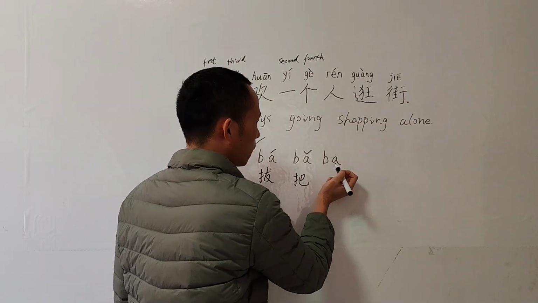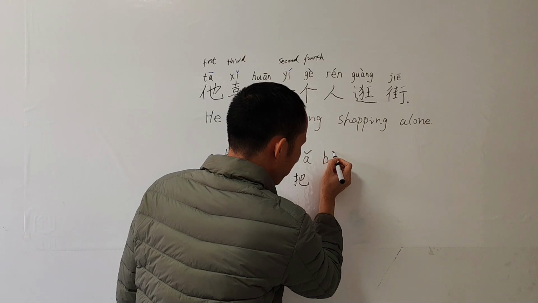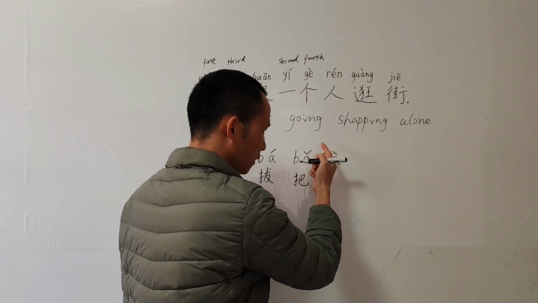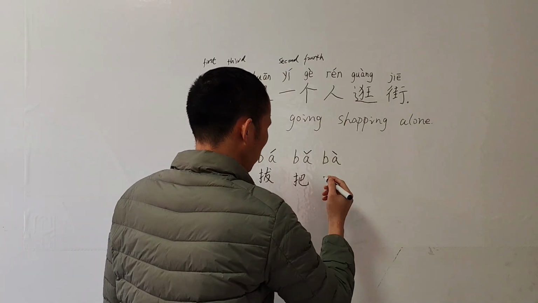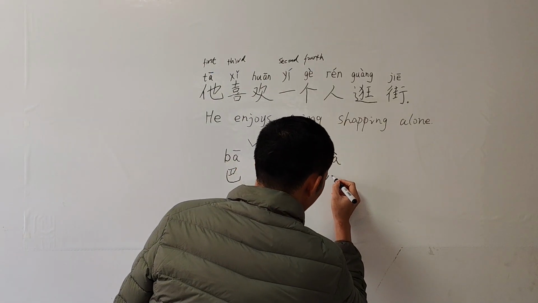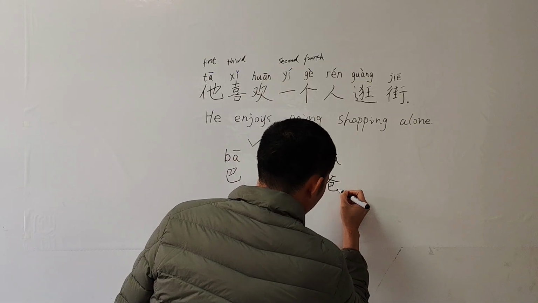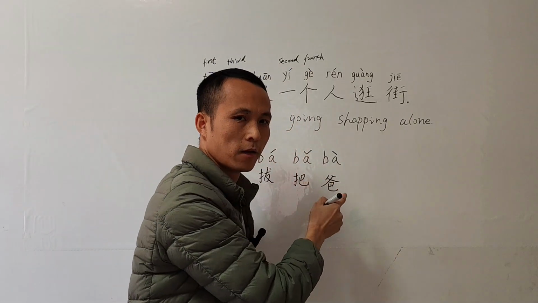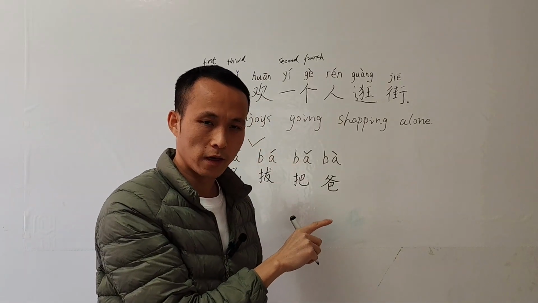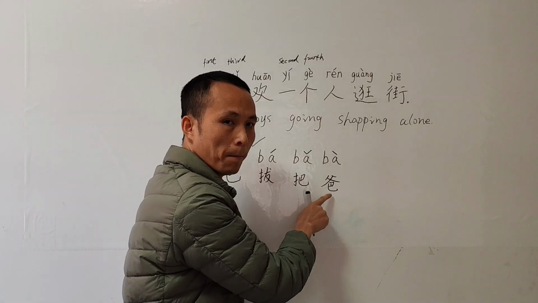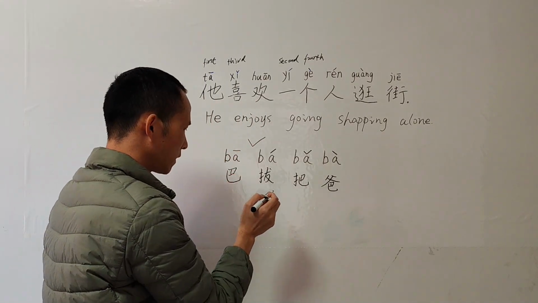Okay, the fourth tone, which is also called the falling tone. Ba, it falls, right? It goes downward. Ba, okay? Here is one of the Chinese characters that reads ba. It means father, dad, father or dad, right? Ba, ba, ba.